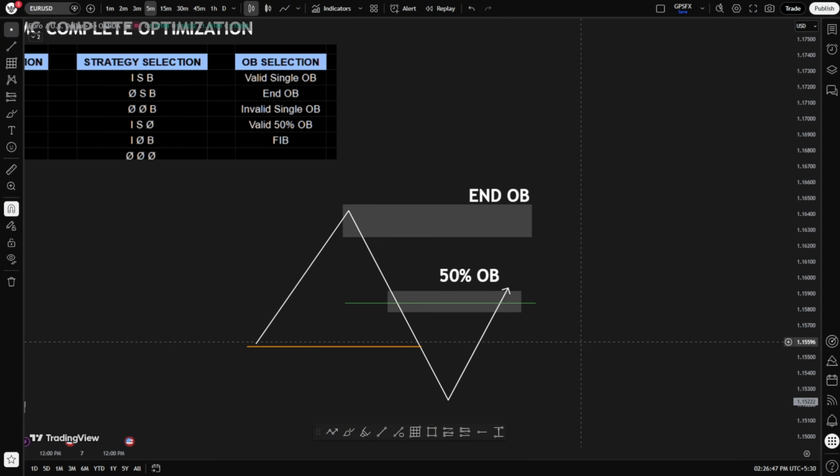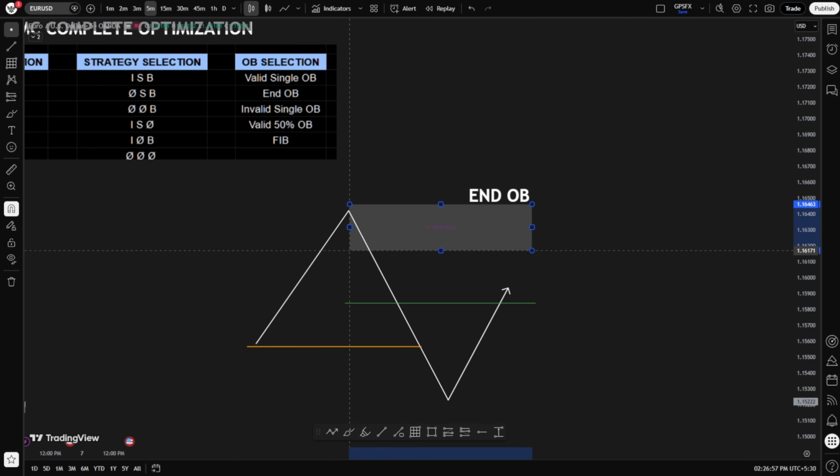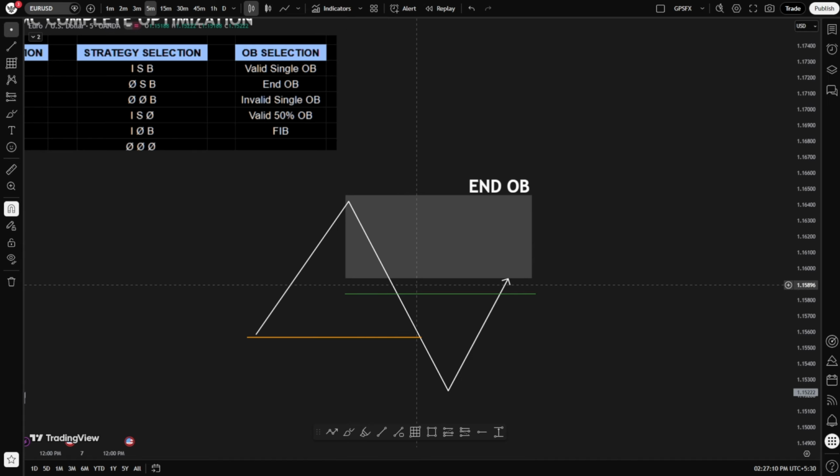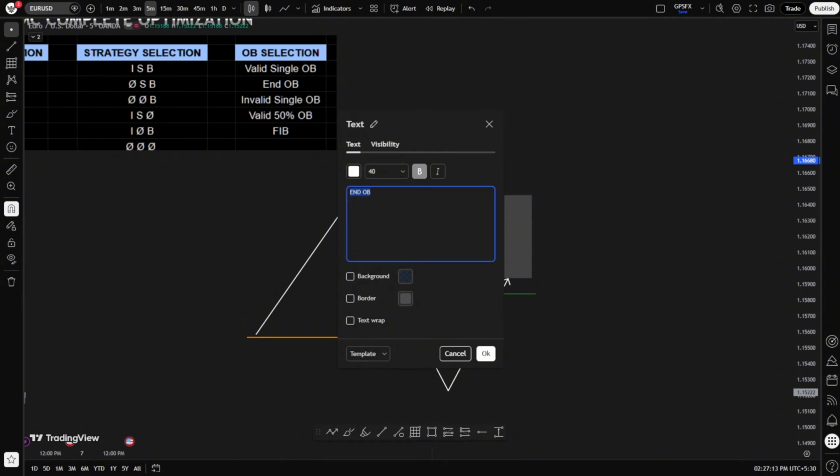Okay, so the first is valid single OB. This means that there are no 2 order blocks, there is only 1 order block. Usually this order block is very big, and you get valid single OB usually in FF and FS. There will be only 1 order block, there won't be 2 order blocks. So when there is only 1 order block, you should not call this extreme order block. I will call this single OB.